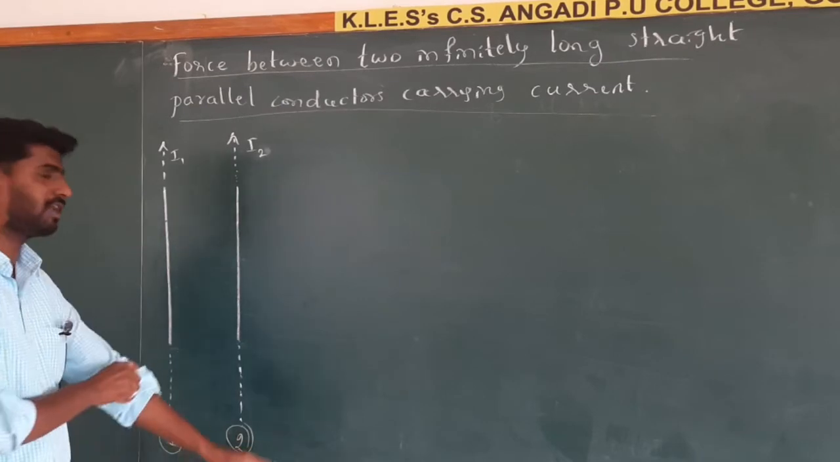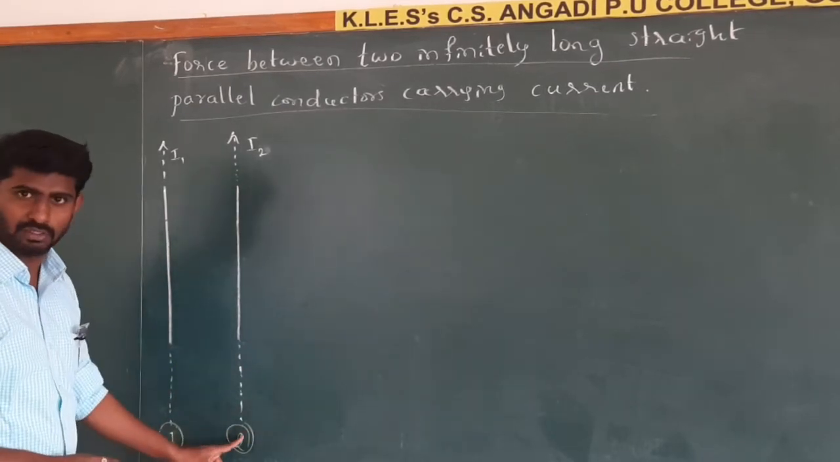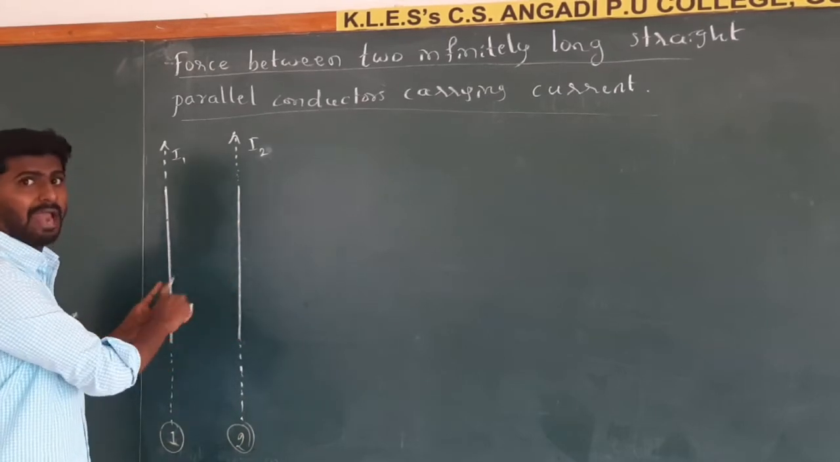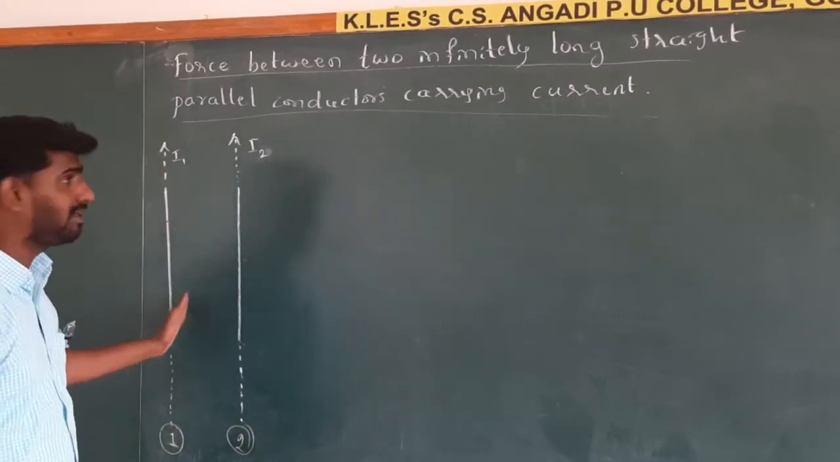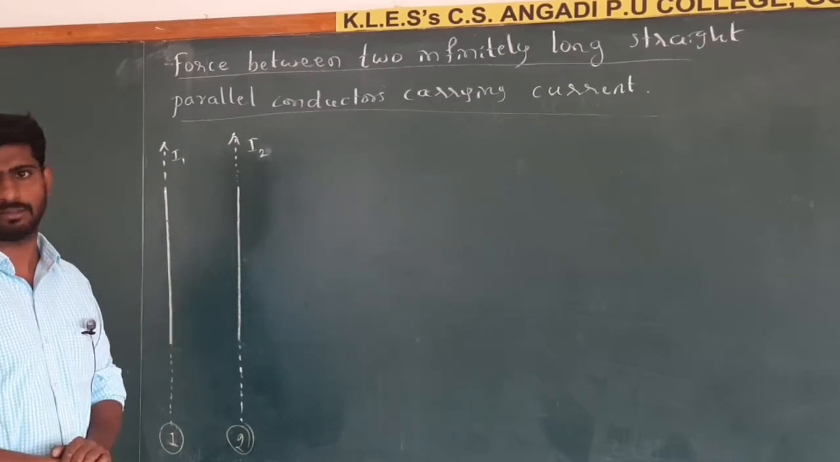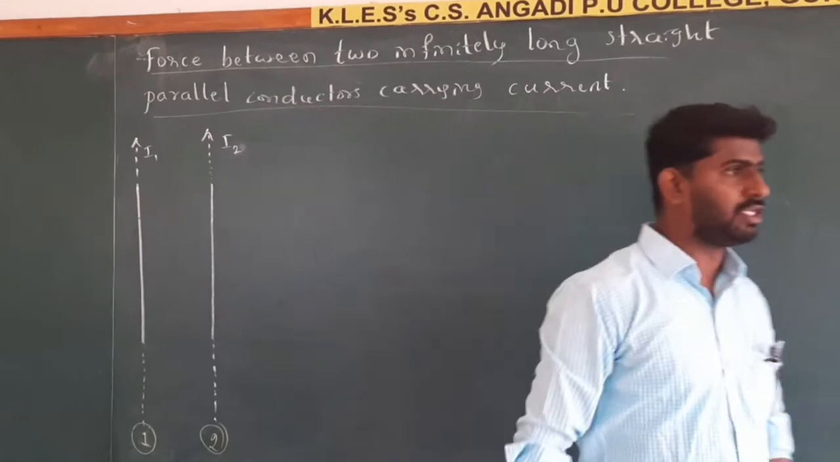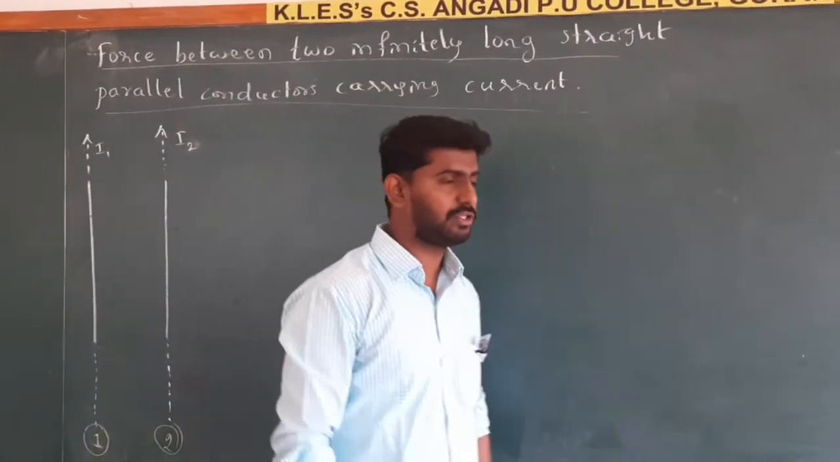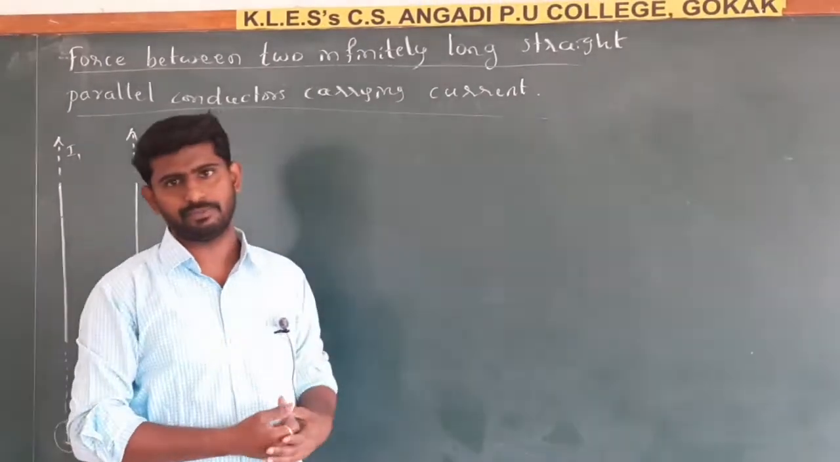Or you should write an explanation like, consider 2 conductors naming 1 and 2. They are infinitely long and parallel to each other, and they are carrying current I1 in the first conductor, I2 in the second conductor. Is it clear? Okay, so if you want to understand this derivation, you should know the basic concepts of the magnetic force and the magnetic field.